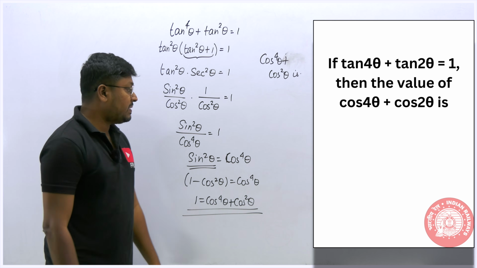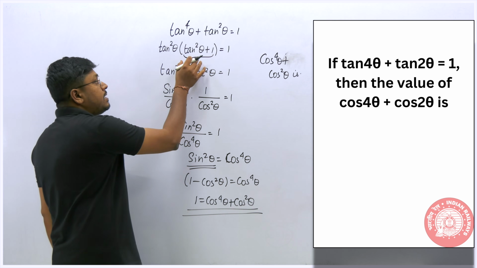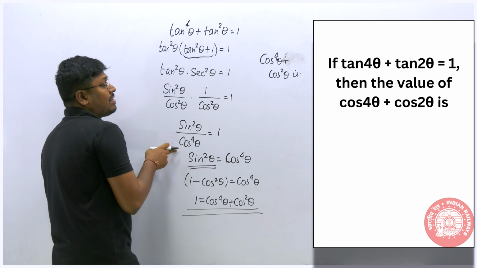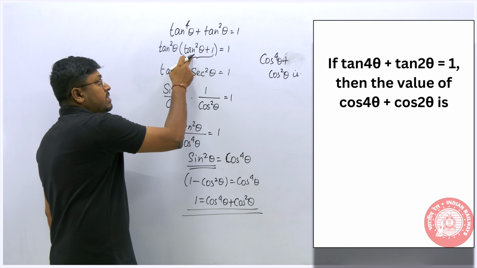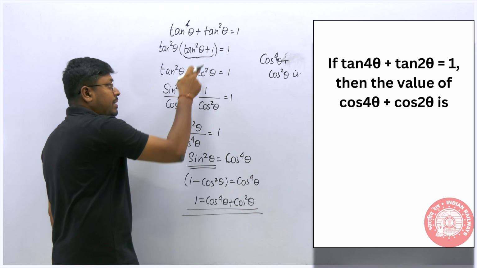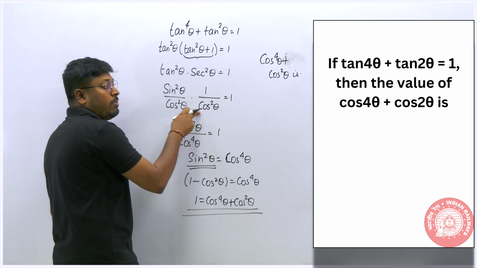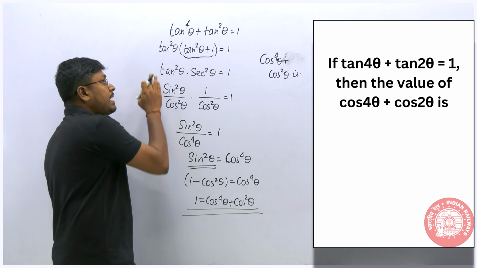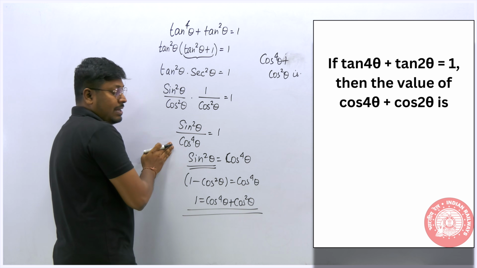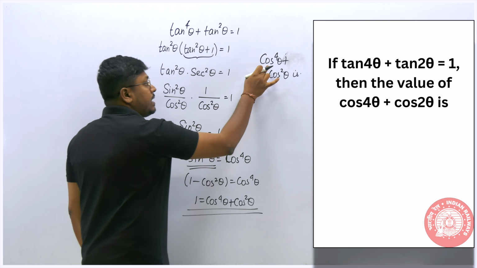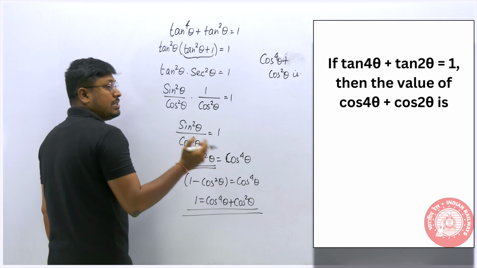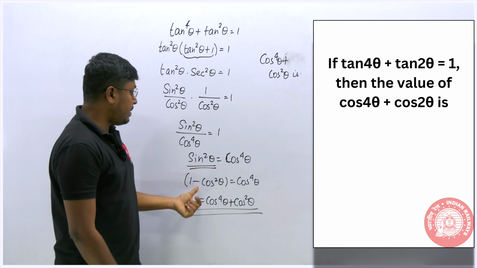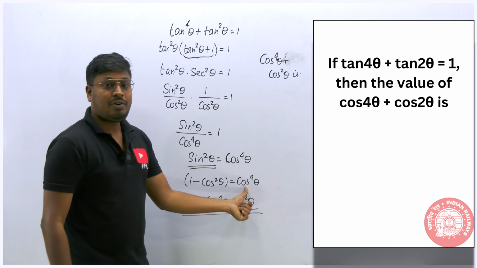So friends, understood? First I converted tan theta into terms of cos theta, because tan square theta plus 1 will be secant square. Secant square will be 1 by cos square, and tan will be sin by cos. So finally I converted tan theta into sin and cos. Our target is to find how much cos power 4 theta plus cos square theta is. So what is sin square? Sin square will be 1 minus cos square. So I have applied 1 minus cos square here. Already we have cos power 4.